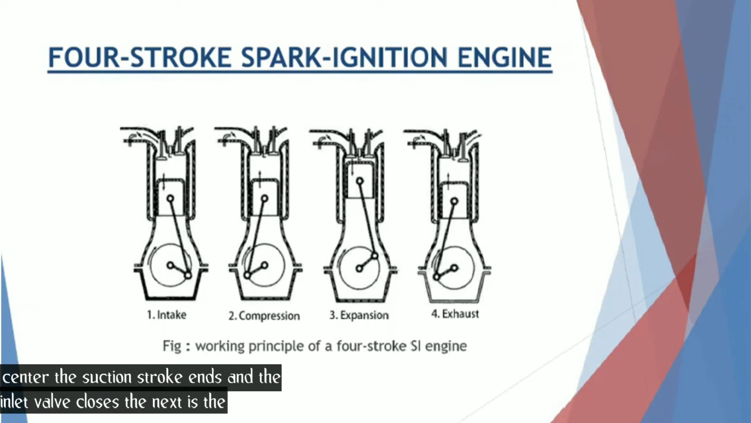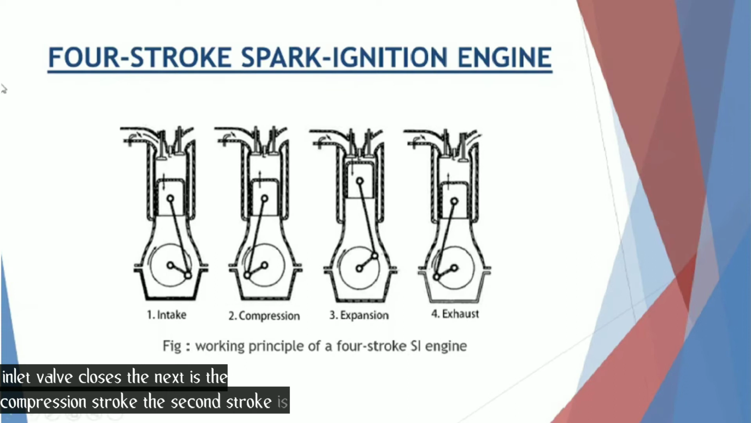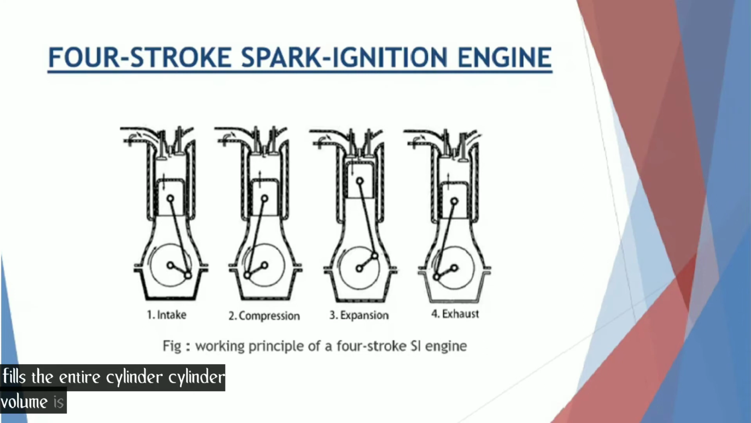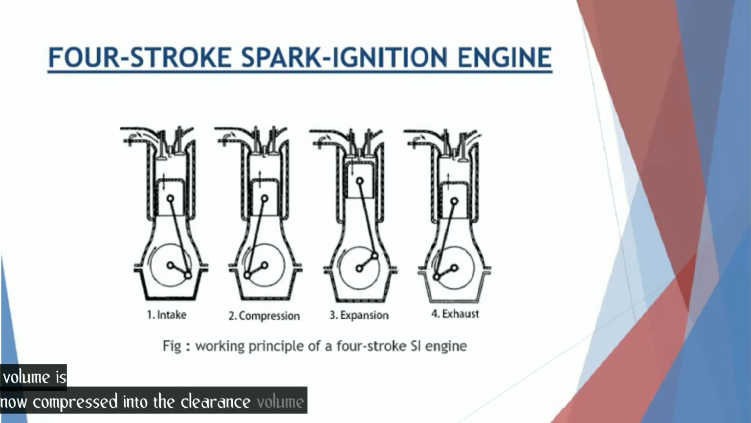The next is the compression stroke. The second stroke is the compression stroke. The charge taken into the cylinder during the suction stroke is compressed by the return stroke. During this stroke, both the inlet and exhaust valves are in the closed position. Here you can see both the inlet and exhaust valves are closed. The mixture which fills the entire cylinder volume is now compressed into the clearance volume.